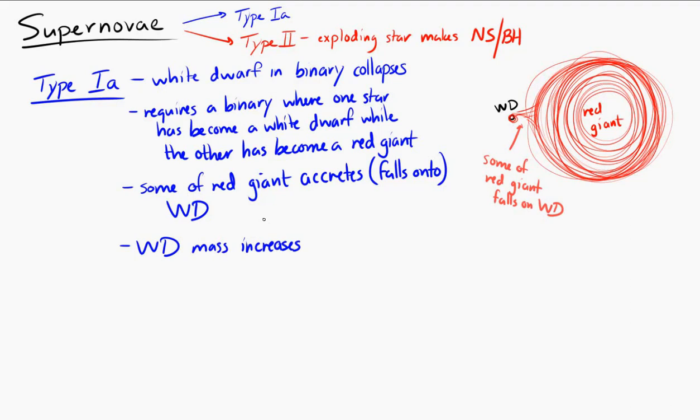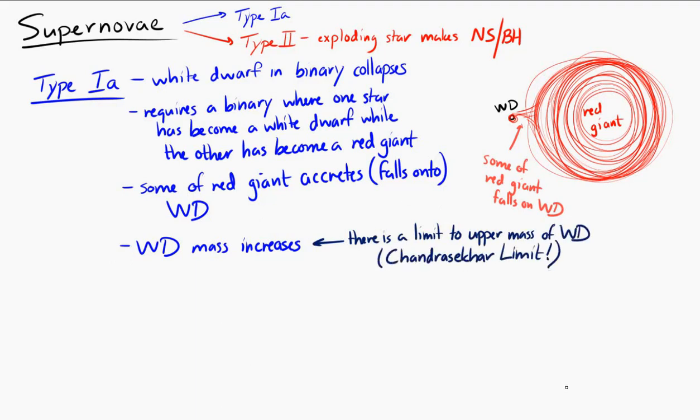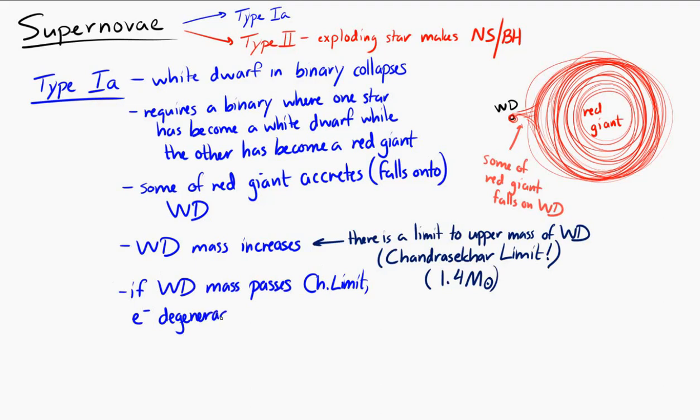Now recall, there is a limit to the size of a white dwarf. That's the Chandrasekhar limit. There is a maximum mass that a white dwarf can have. That's about 1.4 solar masses. Above this, the electron degeneracy that's holding up the white dwarf can't provide enough outward force to support the star. So in a type 1a supernova, the white dwarf mass exceeds the Chandrasekhar limit.